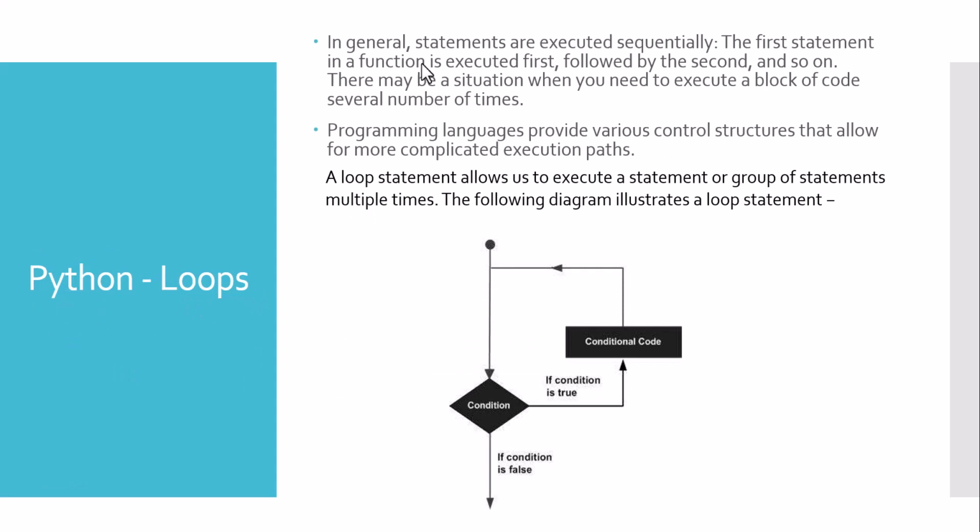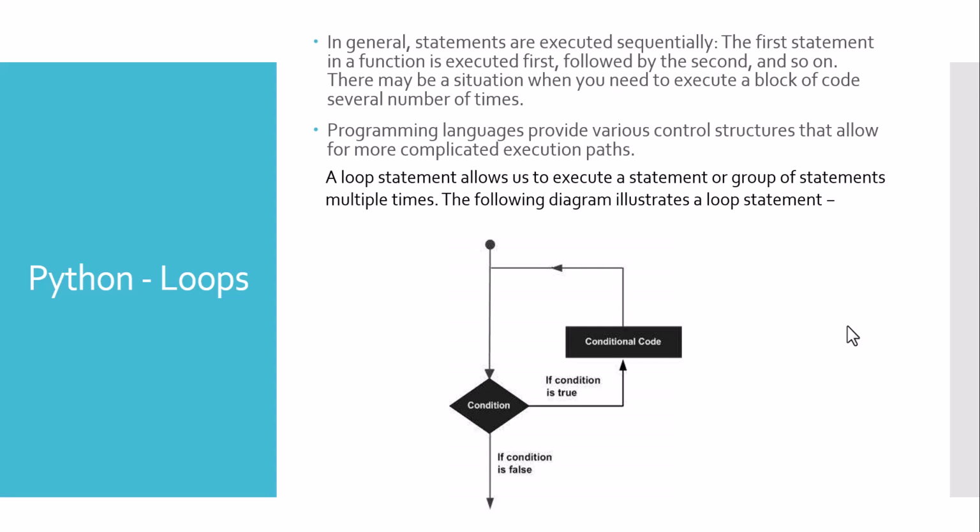Python loops. In general, statements are executed sequentially. The first statement in a function is executed first, followed by the second, and so on. There may be a situation when you need to execute a block of code several number of times. Programming languages provide various control structures that allow for more complicated execution paths. Basically, what are Python loops? In Python, loops mean you are going to execute one thing multiple times, and some condition is there, and based on that condition you can repeat that code.